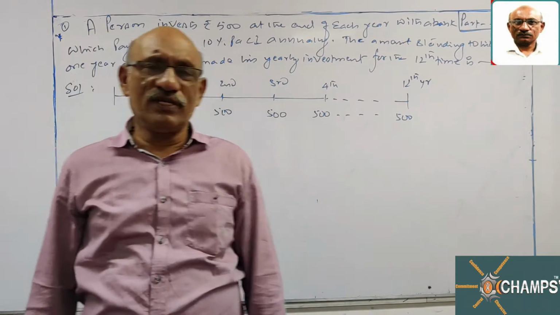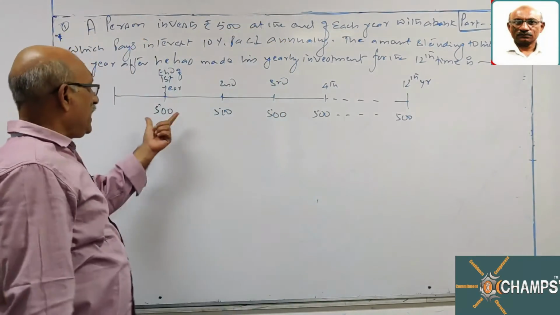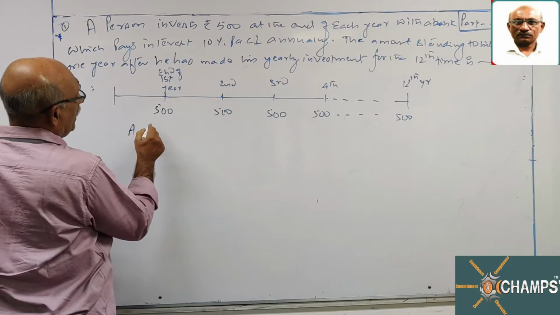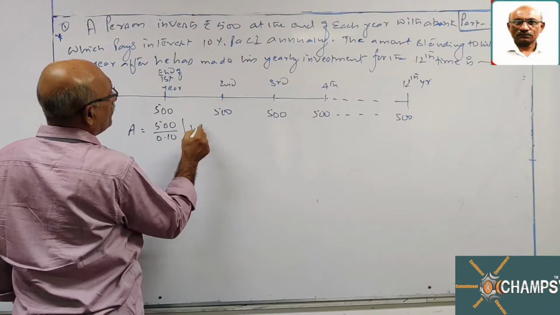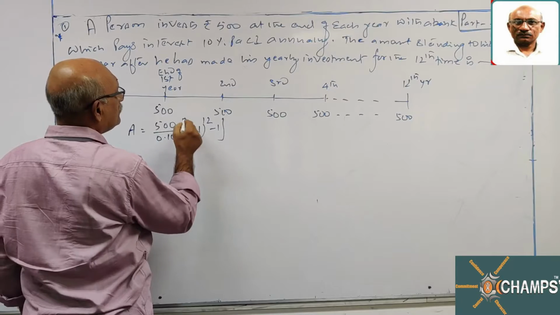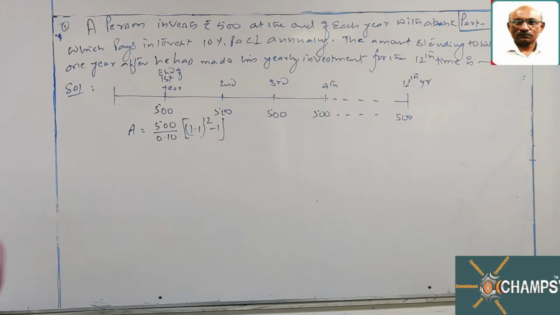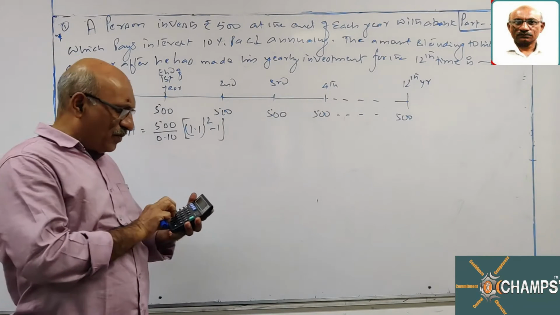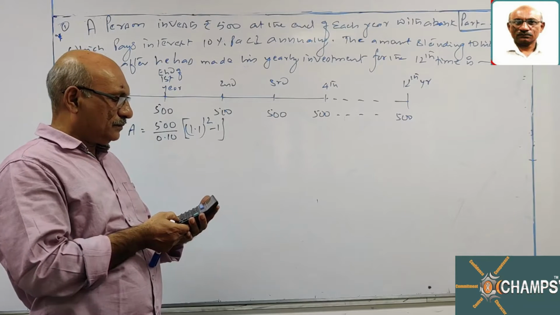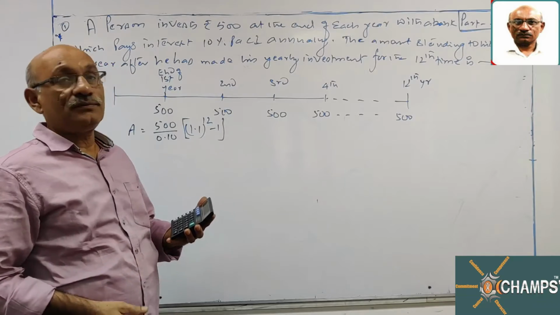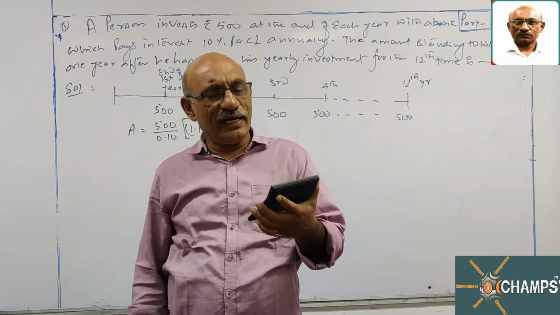So what will I do here? First I'll calculate the accumulated value of these 12 payments. It is an annuity concept. Amount is equal to 500 divided by 0.10, 1.1 whole power 12 minus 1. 1.1 power should be raised to 12. Then you will get some value on your calculator.